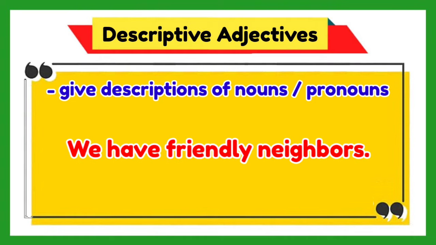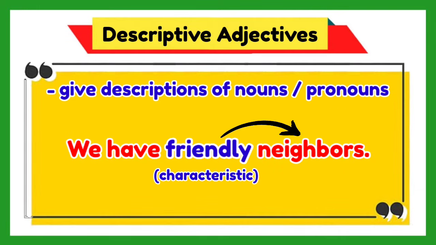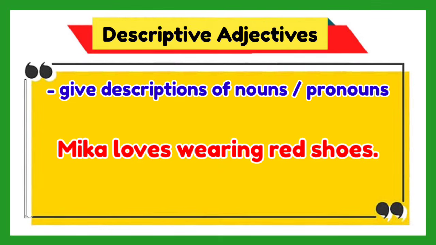For example, we have friendly neighbors. The descriptive adjective in this sentence is friendly. It describes the noun neighbors. It gives information about the kind of neighbors we have or their characteristic or trait, right? Next, Mika loves wearing red shoes. The descriptive adjective in this sentence is red. It describes the noun shoes by telling their color.